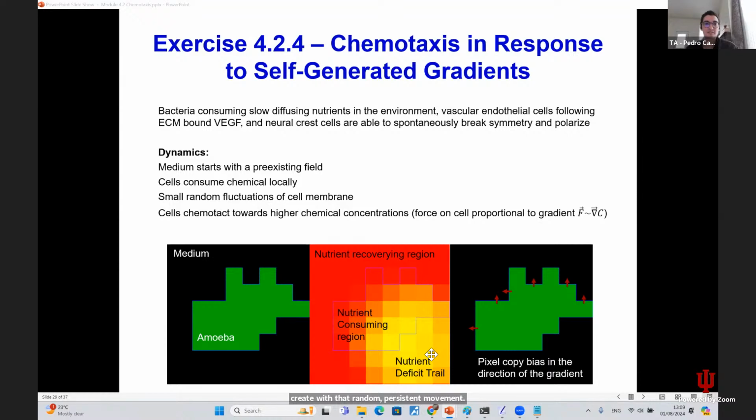So our dynamics is: the medium starts with a pre-existing field, a nutrient field, a substrate, and our cell consumes the chemical locally. And then because of small fluctuations in the membrane, the cell displaces a bit and identifies a gradient in this field, because the field gets depleted locally and it's higher in the vicinity of the cell. And then finally, the cell chemotaxes towards higher chemical concentrations, and it avoids its own trail. So it will migrate persistently.